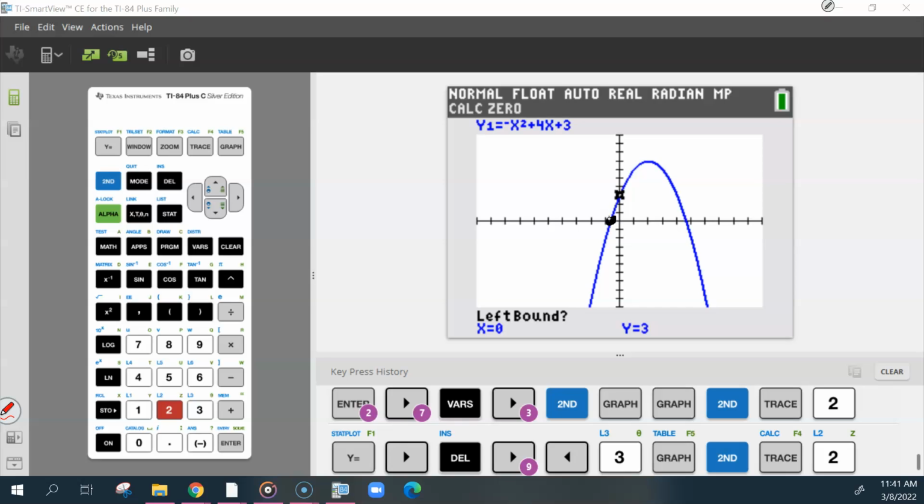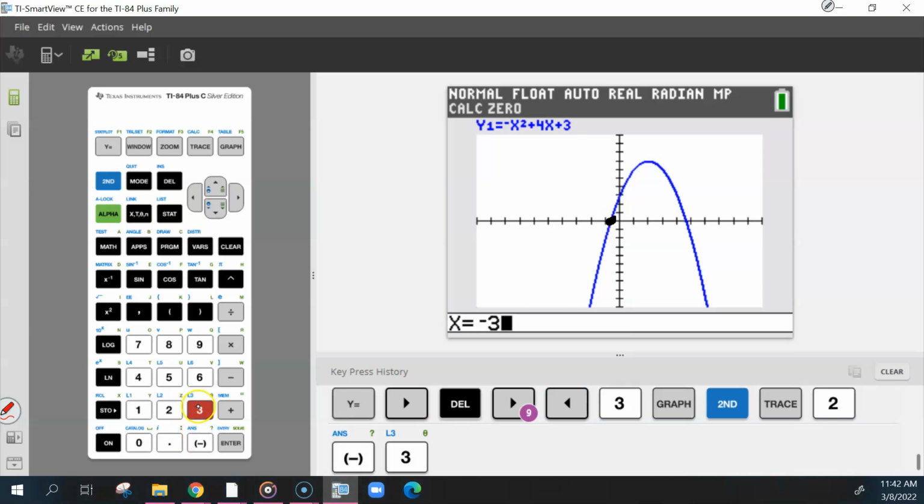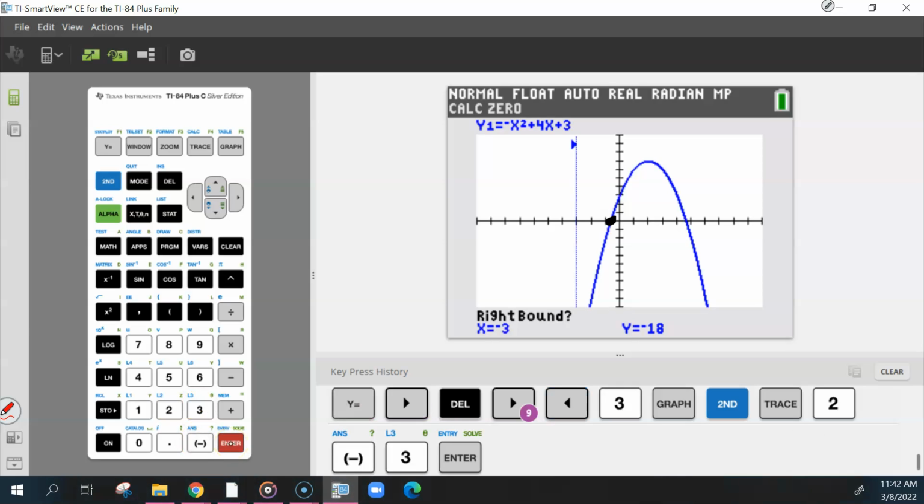What is the number to the left of this point? Negative 3 works. Put it in, press enter.